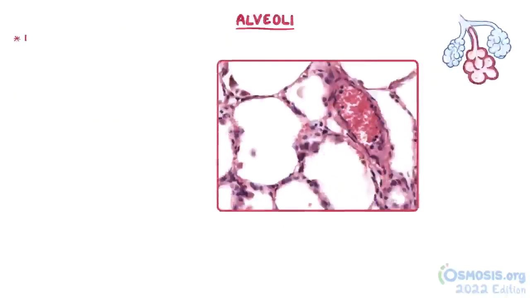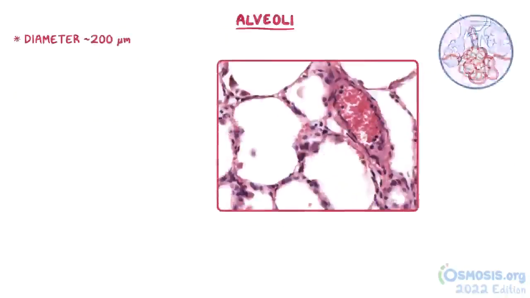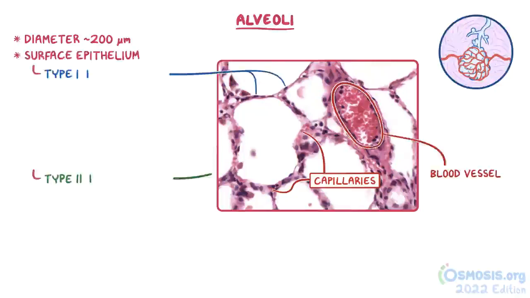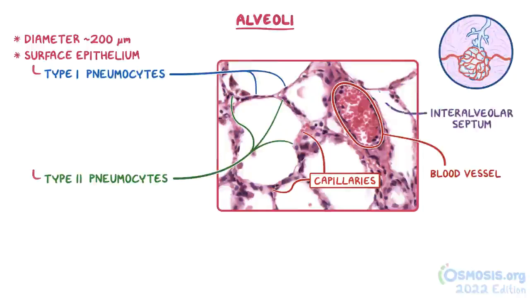The alveoli have diameters about 200 micrometers wide and have small capillaries that allow red blood cells to be in close proximity with inspired air. In this image, there's also a large blood vessel on the right side. The alveolar surface epithelium creates the continuous lining for each alveolus and is made up of type 1 and type 2 pneumocytes. These cells also form the interalveolar septum that separates neighboring alveoli from each other.